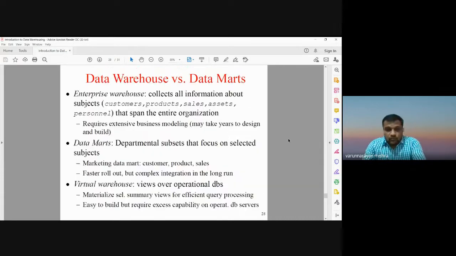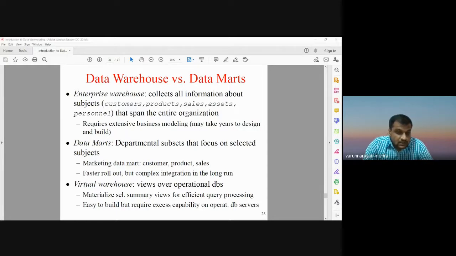So this is the complete structure of the decision support system. Okay, now moving to the next slide. Here I am going to discuss the differences between data warehouse and data marts. The enterprise warehouse is a collection of information about an object. It may be information like the name of the customer, the name of the product, the sales information, assets, and personal information that span the entire organization. It requires extensive business modeling that may take years to design and build.